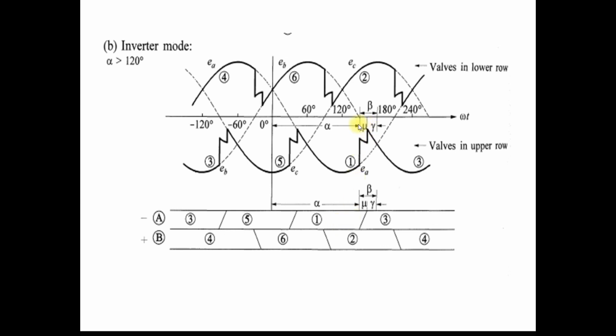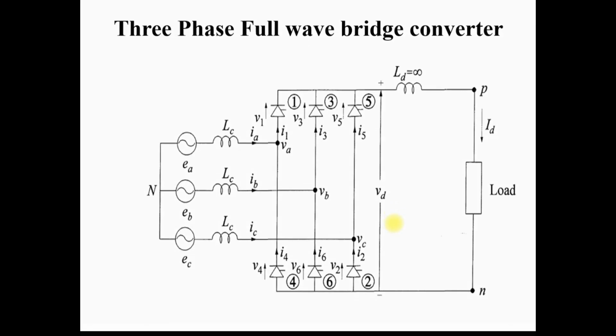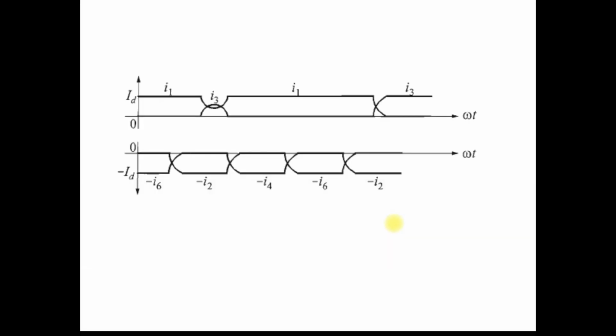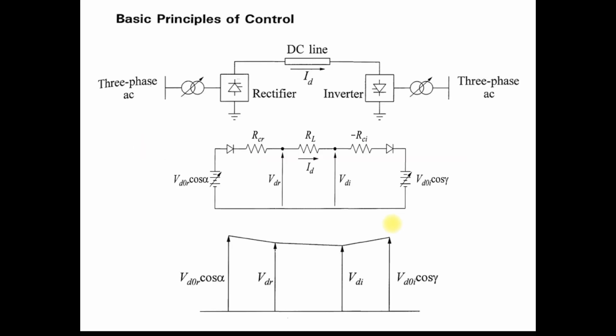Because of that, valve 1 continues conducting even after the commutating voltage becomes negative, and once the commutating voltage becomes negative, the commutation will not happen from valve 1 to valve 3, and valve 1 keeps conducting. So you must provide some minimum value of gamma in such a way that you get a high power factor as well as avoid commutation failure. Clear? So I hope you understand this control phenomenon of the HVDC system.